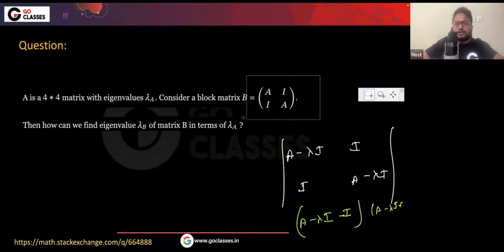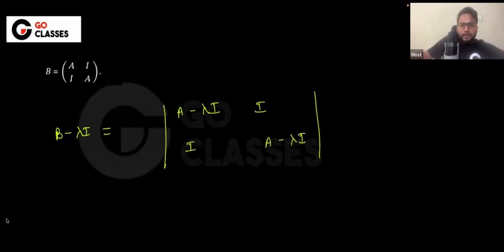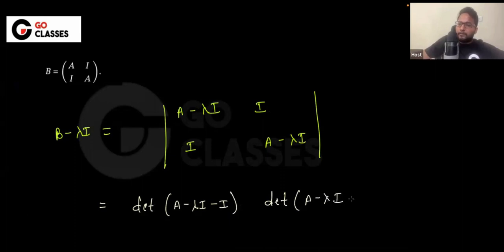So basically, this is a matrix which is given to us. Then they're asking what are the eigenvalues of B in terms of the eigenvalues of A. So what is B minus lambda I? B minus lambda I comes out to be A minus lambda I, A minus lambda I. Then the determinant of this is nothing but the determinant of the first matrix A minus lambda I minus the second matrix, into the determinant of the first matrix plus the second matrix.